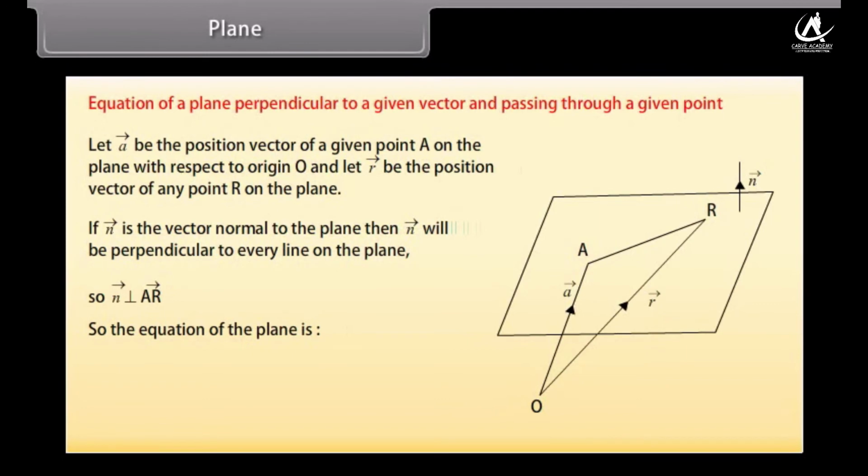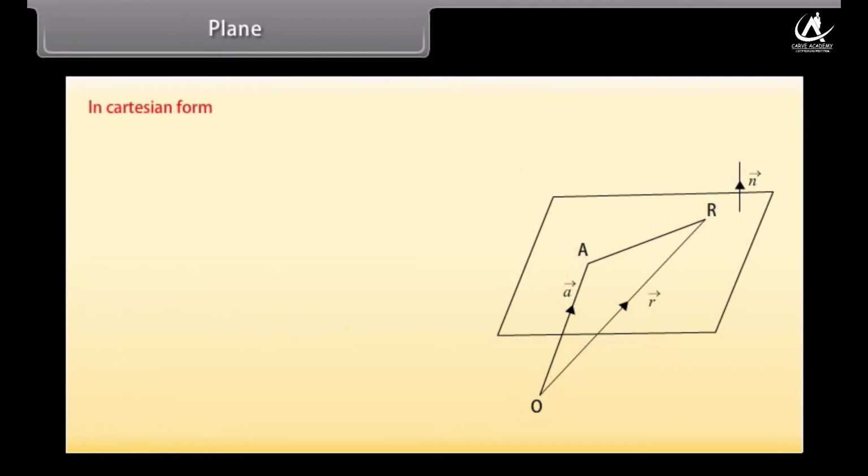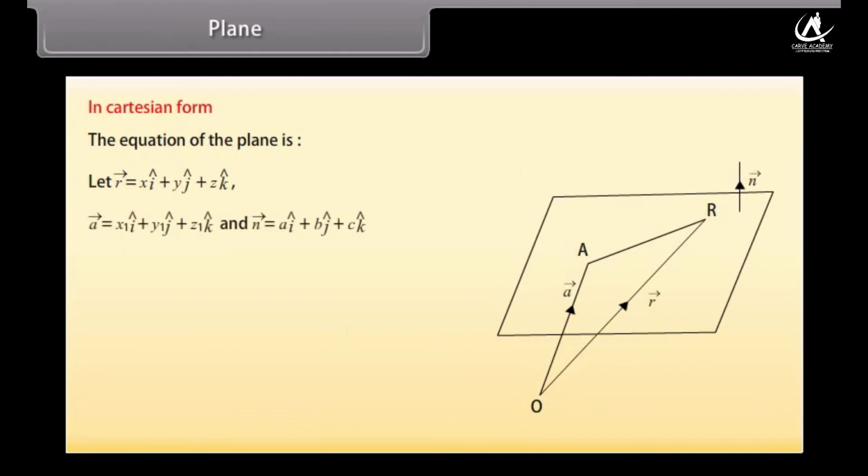So the equation of the plane is the dot product of vector AR and n equals 0, or the dot product of vector r minus vector A and vector n equals 0. In Cartesian form, the equation of the plane is: let vector r equal x i cap plus y j cap plus z k cap. Vector A equals x1 i cap plus y1 j cap plus z1 k cap. Vector n equals a i cap plus b j cap plus c k cap.